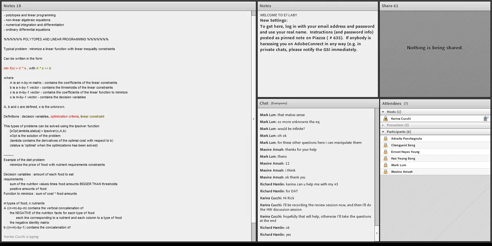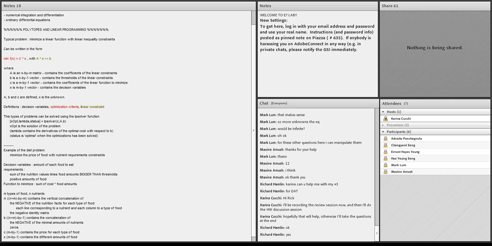C is the m by 1 vector containing the price for each type of food. And this is the function you want to minimize. And X is the decision variable vector, and it contains the different amounts of food. And so you could resolve this problem by calling LP solver CAB.